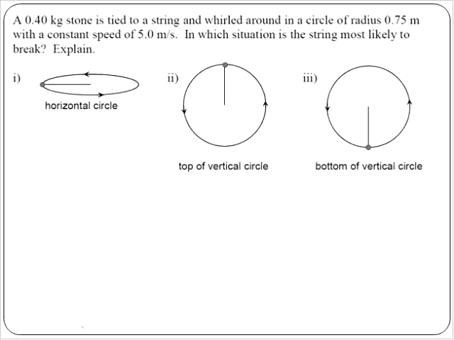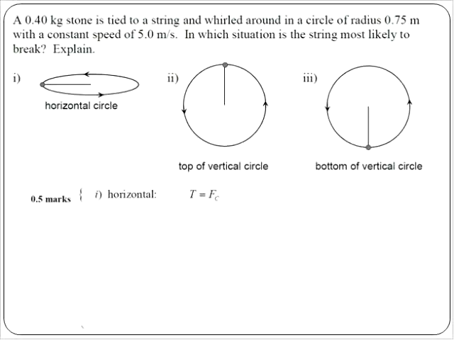And the answer, of course, is when you are at the bottom of a vertical circle. That's where the tension is greatest. And here's the reason for that. Take a look. For the horizontal one, because it's moving in a horizontal circle, Fc equals the tension, or tension equals Fc. So in other words, tension equals mv squared over r.